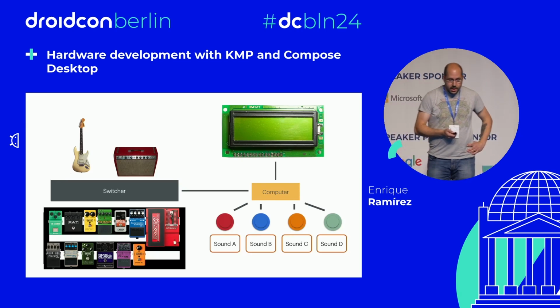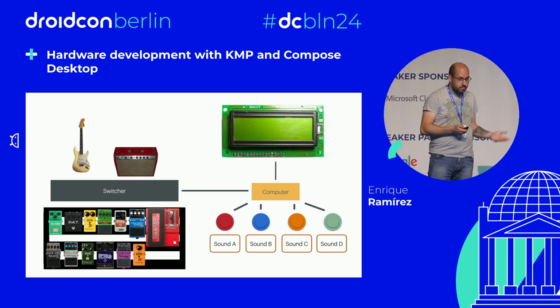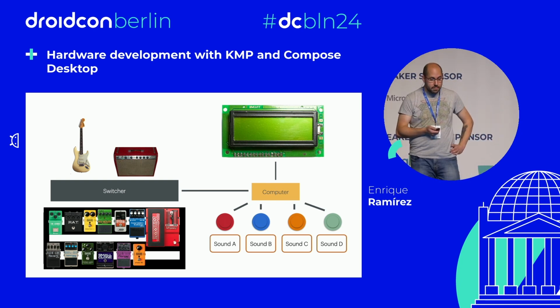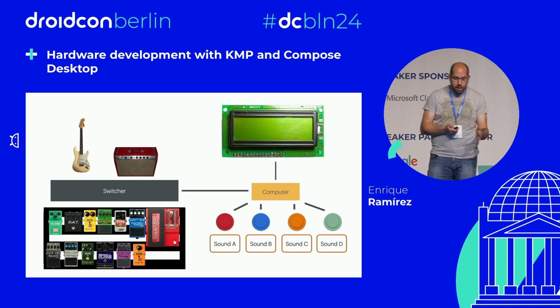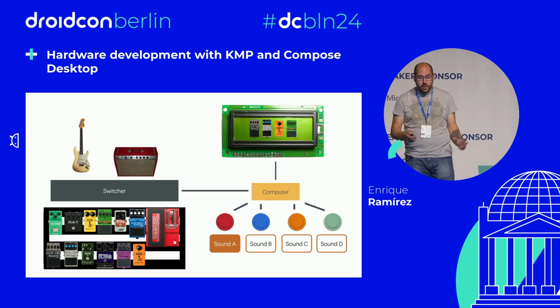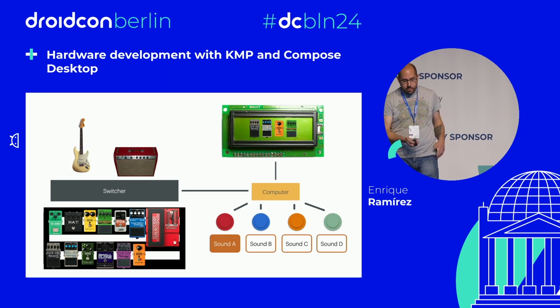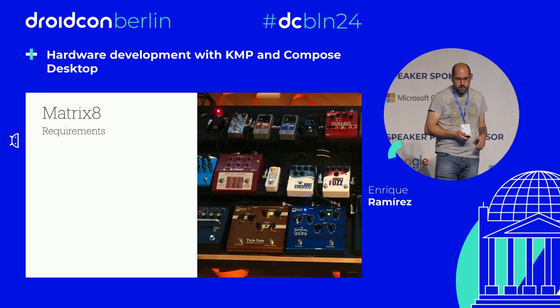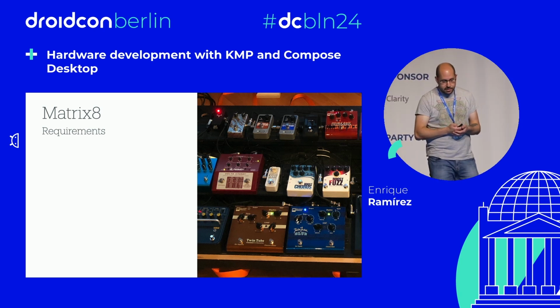So I was thinking we could solve this by developing something. There's a component here that is the switcher. We can connect everything to the switcher, and somehow we can talk to it with some sort of computer and then program it. So every time we click on a button, we have a different set of pedals. Just one button, one sound. Just another button and another sound. So that's where the project, I call Matrix 8, starts.